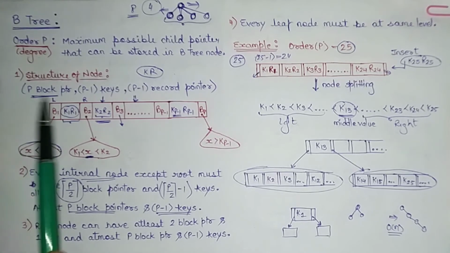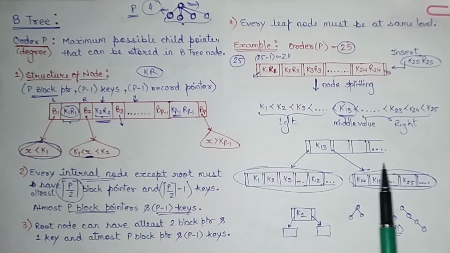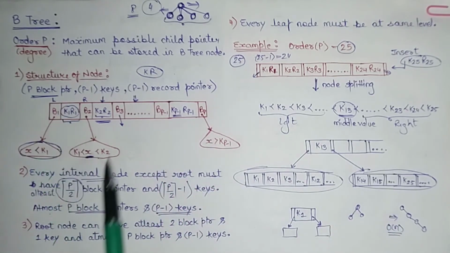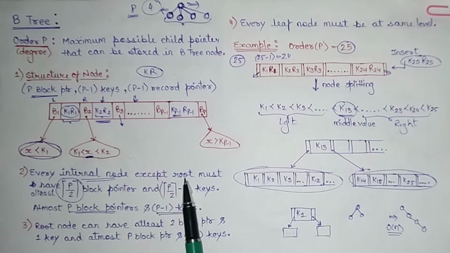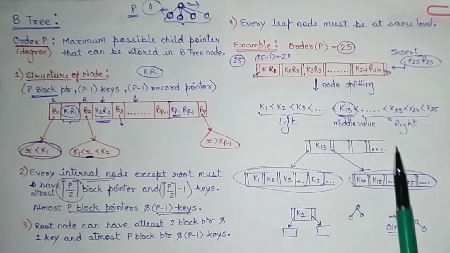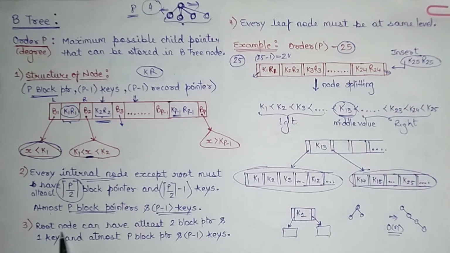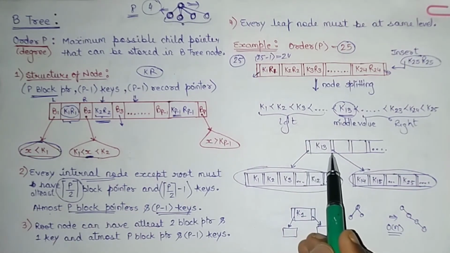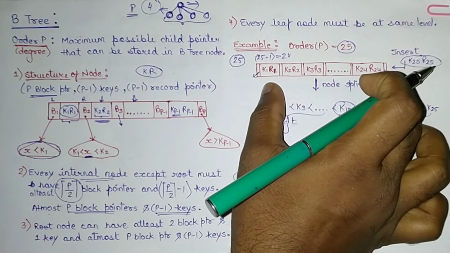So here you can see that all the properties have been satisfied. Which property? See, first the structure is satisfied, right? Because every internal node except the root node. So we have an exception for the root. Root node can have at least 2 block pointers. So here you can see that I have at least 2 block pointers and 1 key, right? And at most it can have p block pointers and p minus 1 keys, like this particular case.